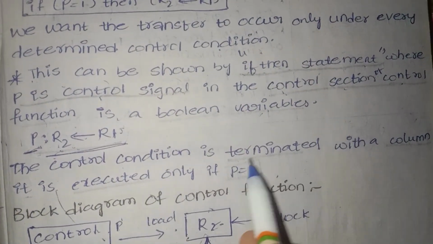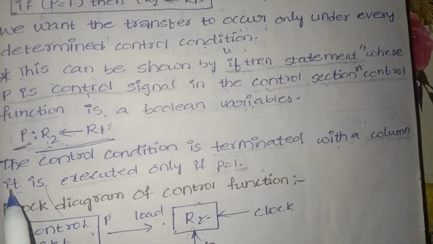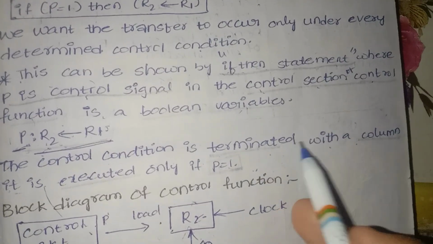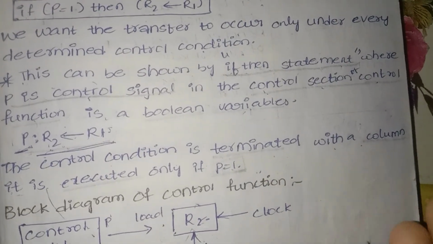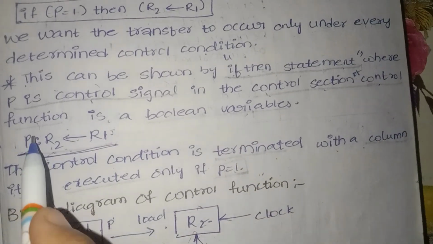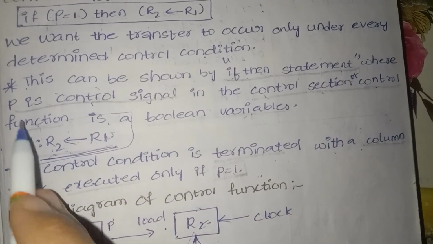The control condition is terminated with a colon. It is executed only if P equals 1. If P equals 0 or other values, it is terminated. If P equals 1, it is represented as P: R1 transfers to R2. This is the representation.